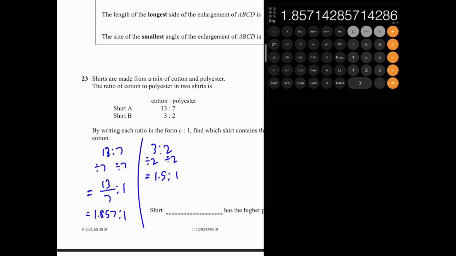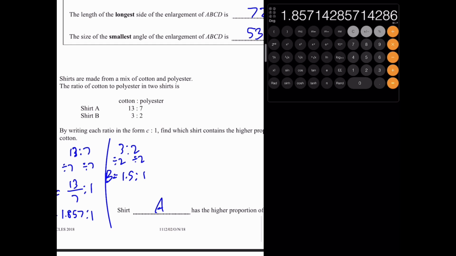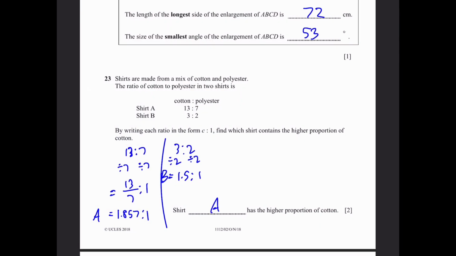By the way, this is shirt A, this is shirt B. So shirt A has the higher proportion of cotton because the value on the left of the ratio symbol is greater there. 1.857 is greater than 1.5. That's the answer. Let's go to question 24.